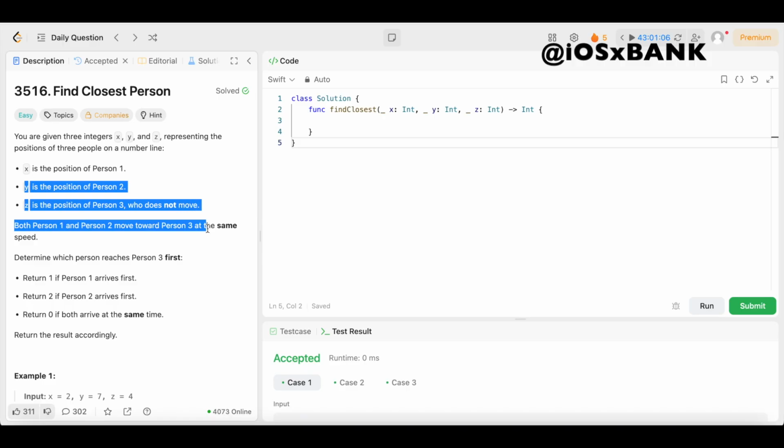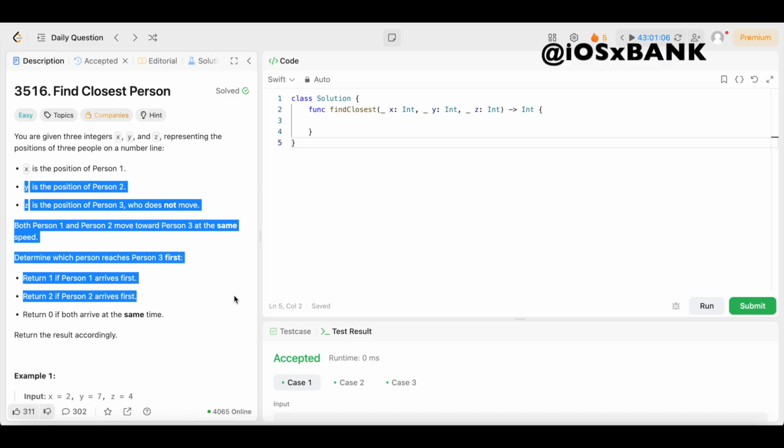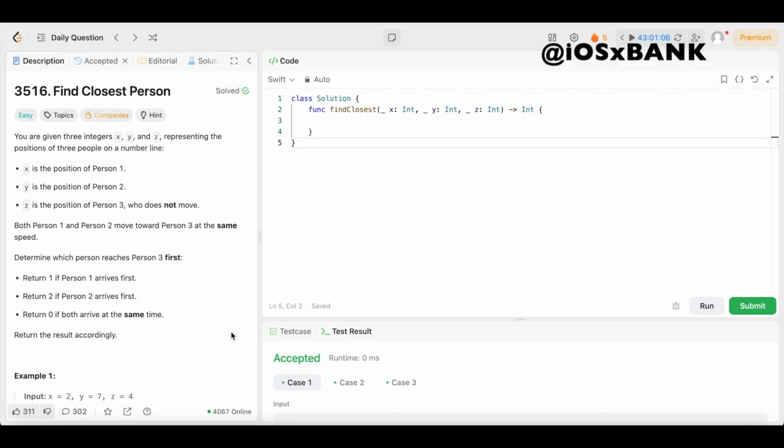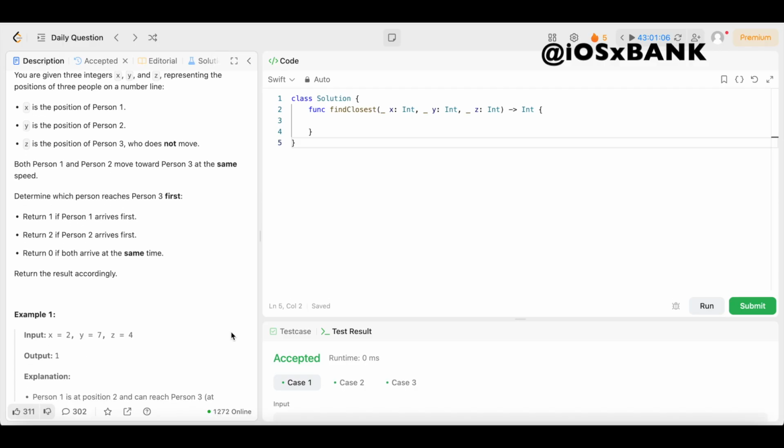Both person one and person two move towards person three at the same speed. Determine which person reaches person three first. Return one if person one arrives first. Return two if person two arrives first. And return 0 if they both arrive at the same time. Return the result accordingly. All right, y'all, so that sounds simple enough, but let's take a look at these examples anyway, just to make sure that we understand this problem correctly.